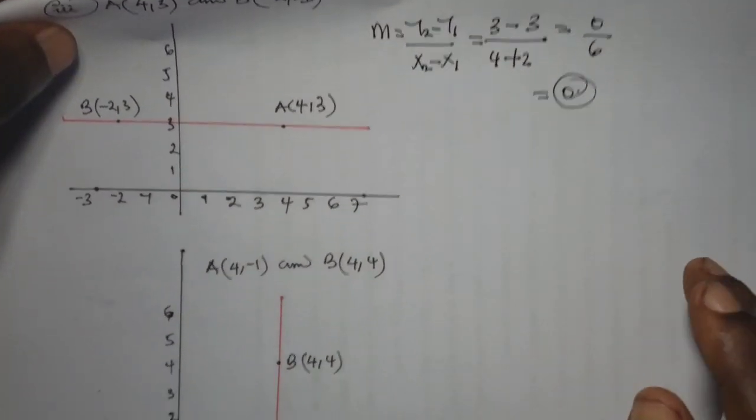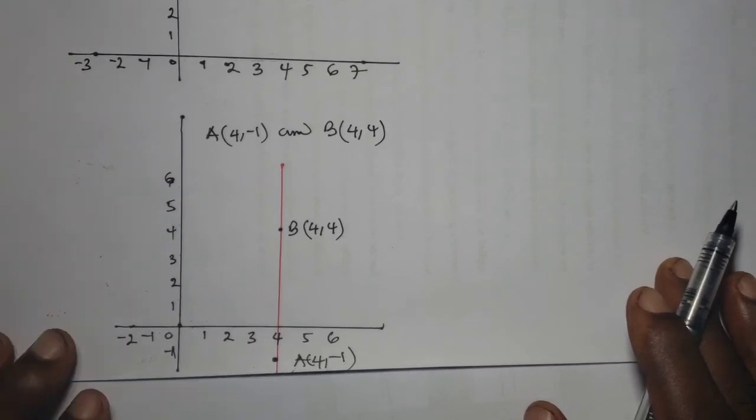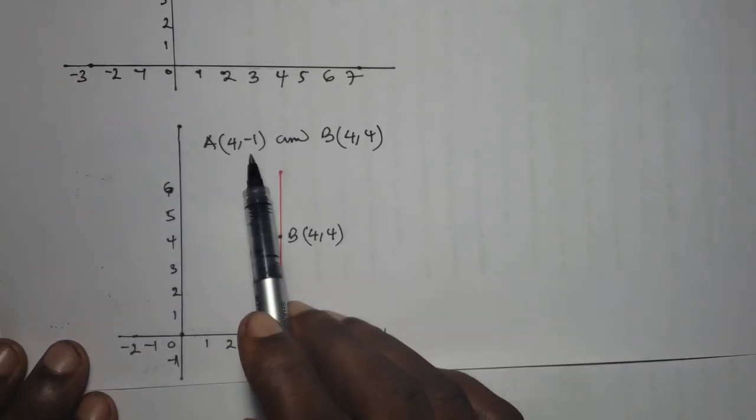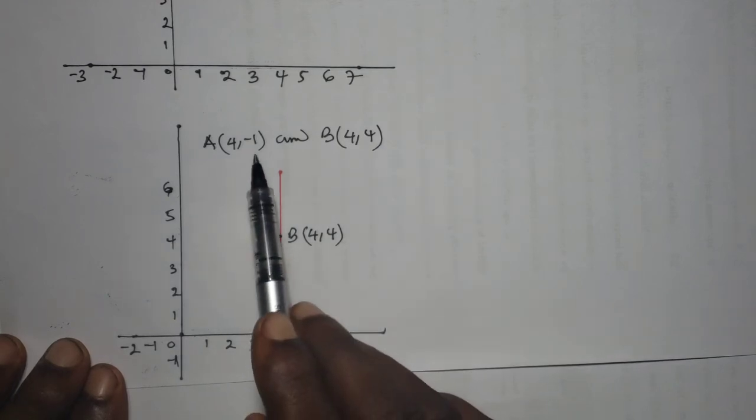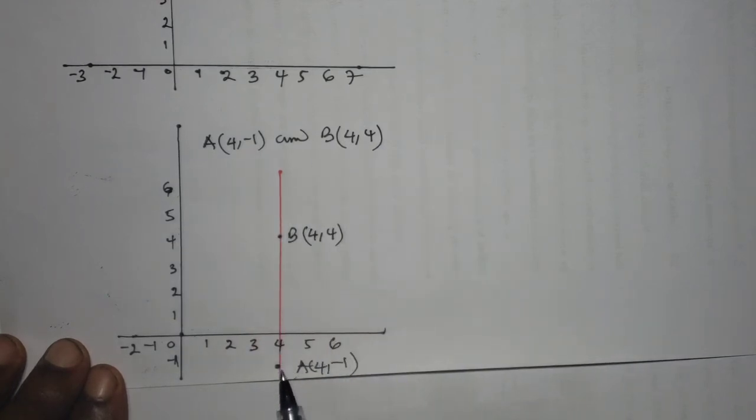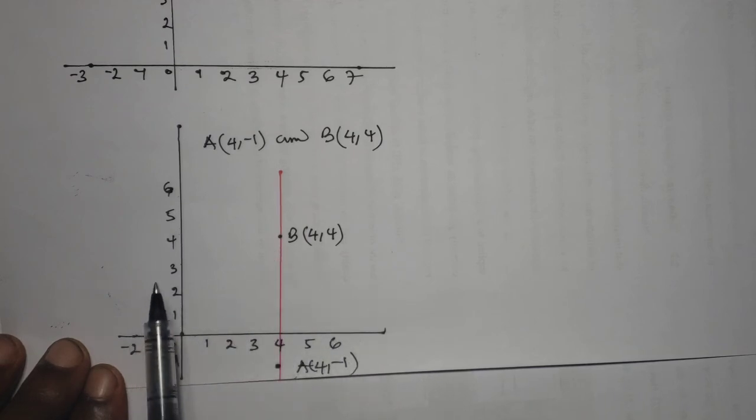And lastly, for the last point, 4, negative 1 and then 4, 4. So 4, negative 1 is this point. 4, 4 is this point. We join. We observe that the line here, line AB, this time around is vertical and is parallel to the y-axis. Let us see what the slope will be.